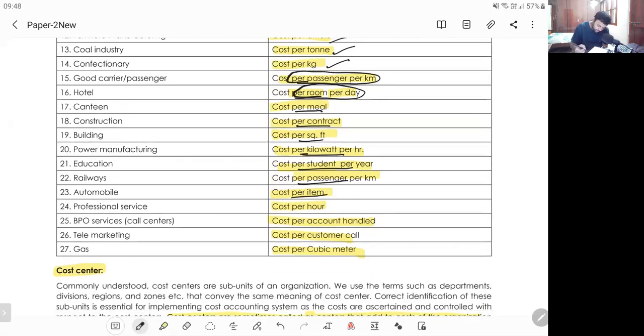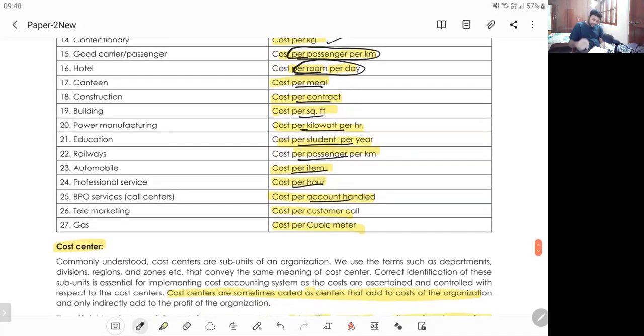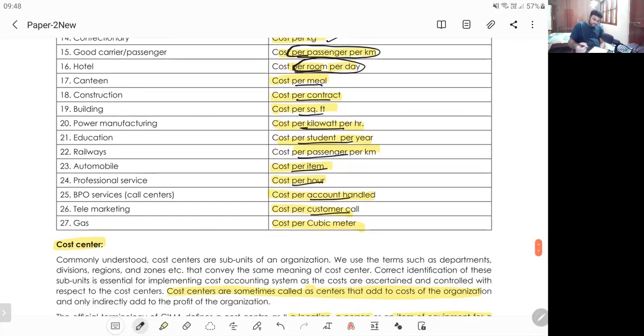Automobile, per item, that is per vehicle, this is the amount. Professionals, chartered accountants, cost accountants, they charge per hour. Call centers, for each call handled they'll get 2 rupees or 3 rupees, like that, commission. Telemarketing, per customer call. Gas, per cubic meter. Just try to revise the cost units once, everybody.